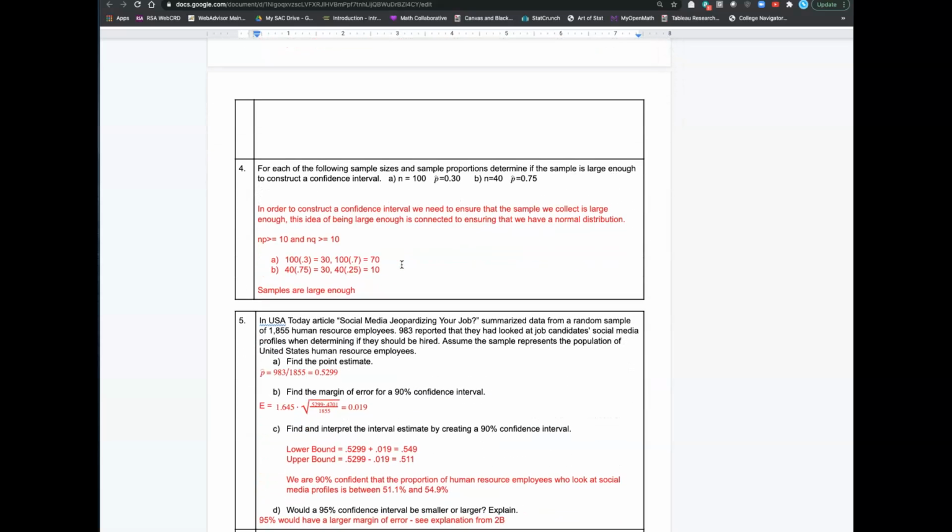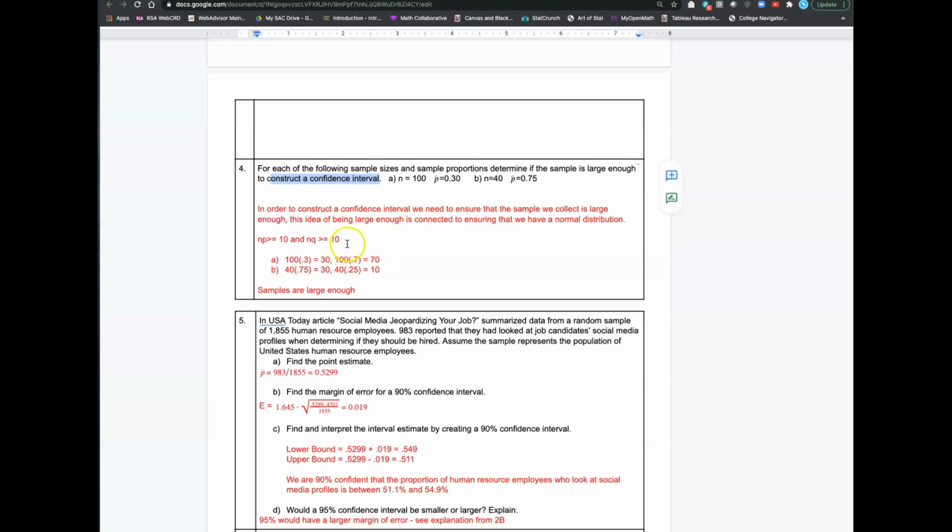Continue on, number 4. Number 4, we're looking at, do we have sample sizes large enough? In this case, as I have this set up here, you can see the calculations. And really what's important is to acknowledge that I cannot construct a confidence interval if my sample sizes are not large enough. And large enough is connected to the idea that we only can use all these procedures if the data we're dealing with, their sampling distributions, are normally distributed. And so that's what we're checking here.